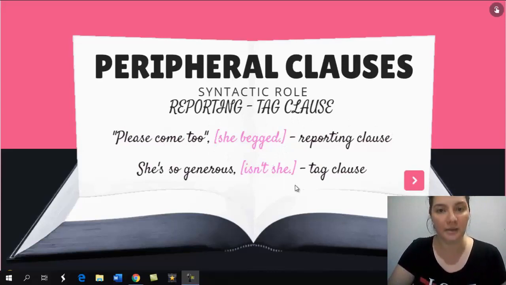And in the second example, we can see another finite dependent clause, which is seeking confirmation of the previous declarative clause, which is over here. Please note that tag clauses use the opposite structure from the declarative clause. If the declarative clause is in affirmative form, the tag would be in negative form and vice versa.